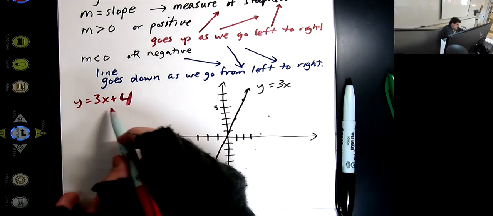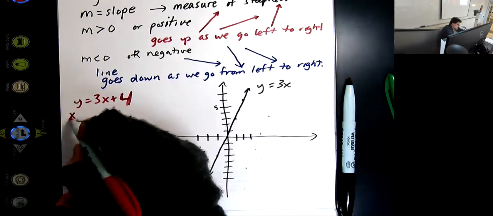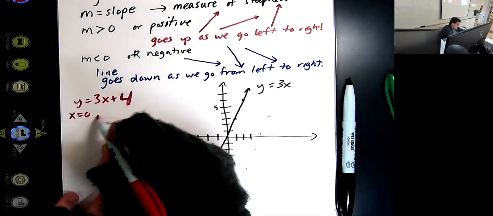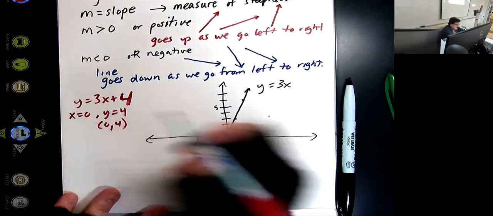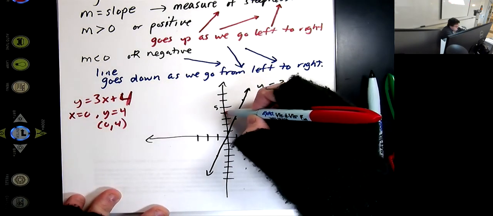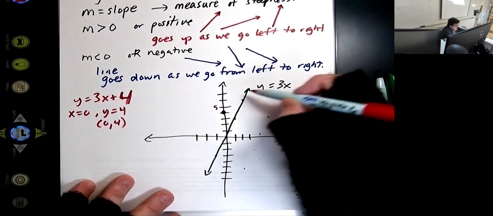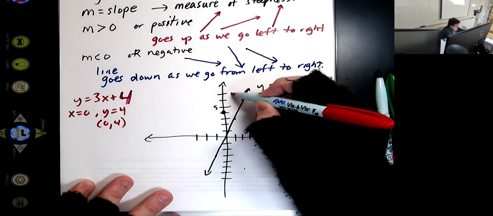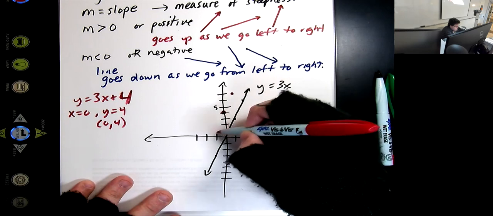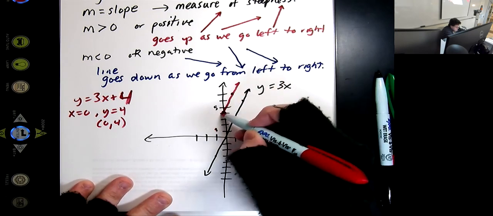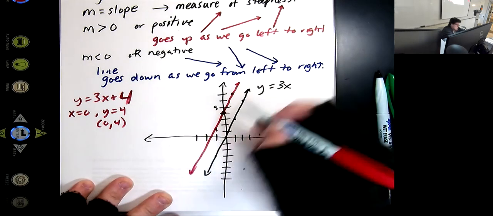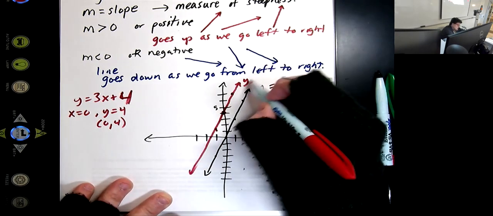In this form, it's kind of easy to plug in x equals 0. If I plug in x equals 0 here, I get y equals 4. So that puts me right there. And I can go up 3 and over 1, down 3 and over 1. And this is y equals 3x plus 4.